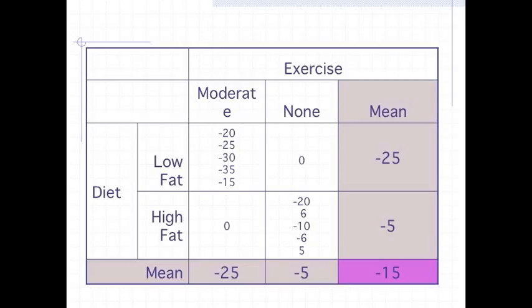However, there is no way of knowing whether the difference is due to diet or to exercise, since every subject in the low-fat condition was in the moderate exercise condition and every subject in the high-fat condition was in the no exercise condition. Therefore, diet and exercise are completely confounded. The problem with unequal N is that it causes confounding.